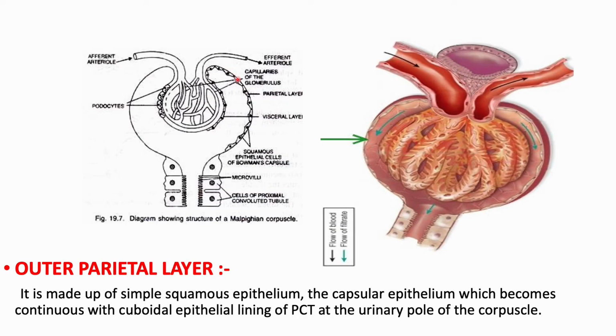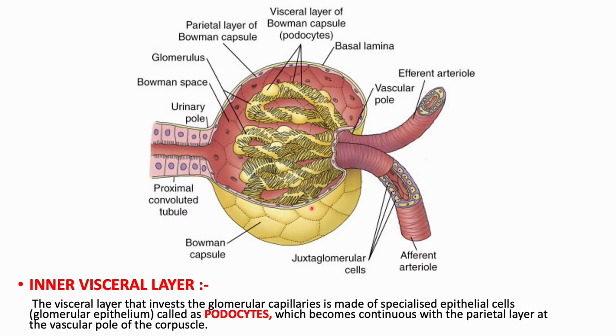The outer parietal layer is made up of simple squamous epithelial cells, and the capsular epithelium becomes continuous with the cuboidal epithelium, the epithelial lining of the proximal convoluted tubule, at the urinary pole of the corpuscle. The outer parietal layer is continuous with the inner visceral layer at the vascular pole of the corpuscle. The cells of the visceral layer are modified, specialized epithelial glomerular cells. We call them podocytes.